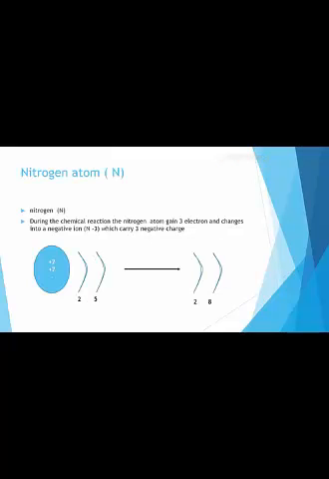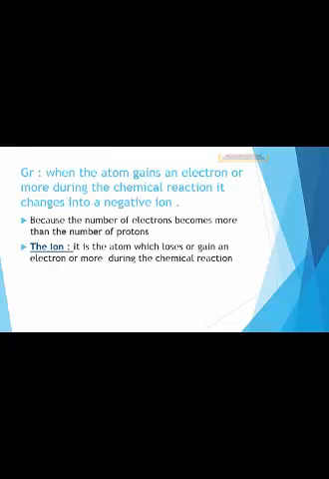Example number 3, the nitrogen atom. In this case, the nitrogen atom will gain 3 electrons. It contains 5 electrons in the outermost energy level and tends to be complete with electrons in the outermost energy level, so it will gain 3 electrons. So it will be represented as N minus 3. The minus 3 is equal to the number of electrons which the nitrogen atom gains during the chemical reaction.